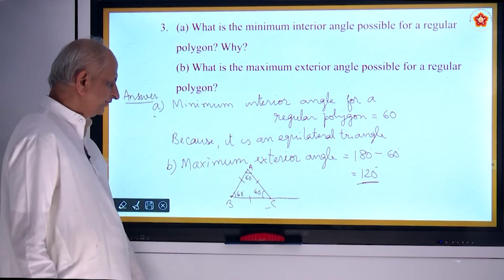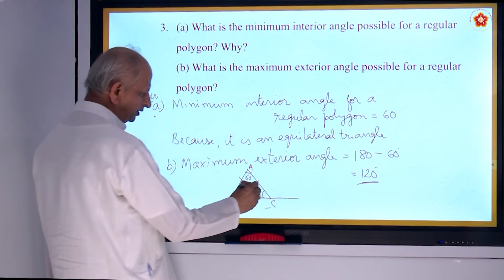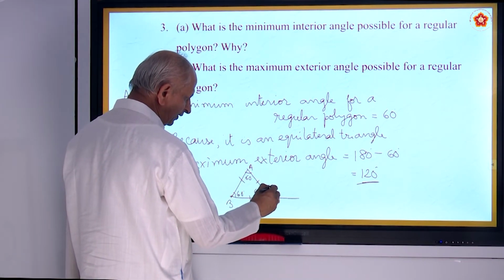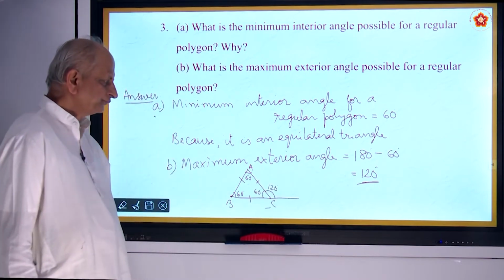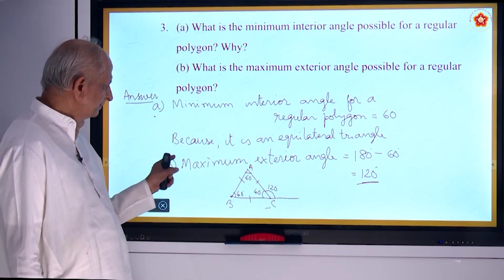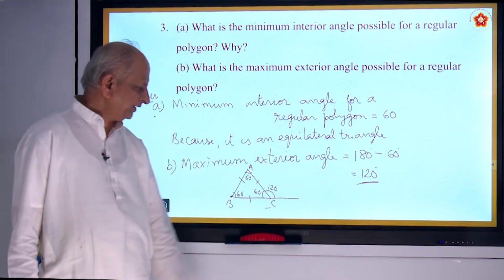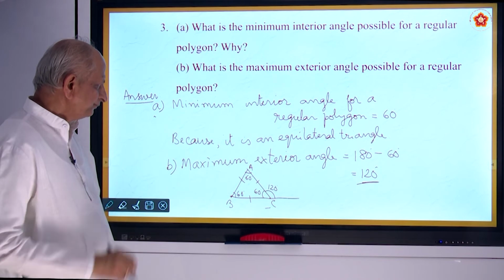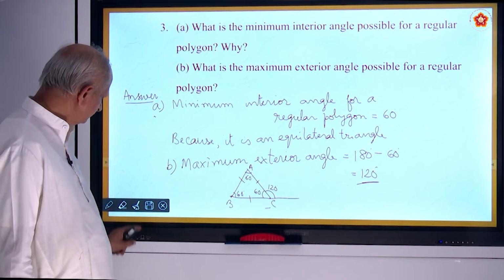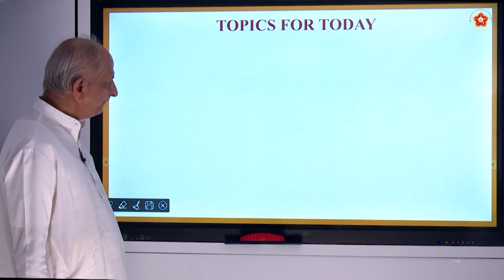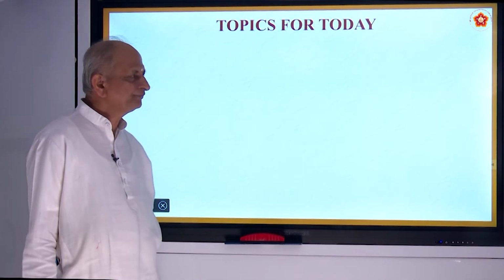If interior angle is 60, exterior will be 180 minus 60, that is 120. Okay? So, maximum exterior angle will be 180 minus 60, that is 120 degrees. Right? Noted? Okay. Now, we will pass on to topics for today.